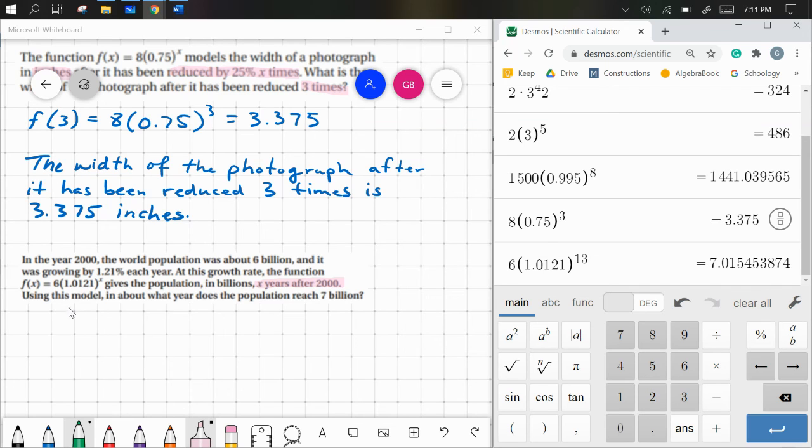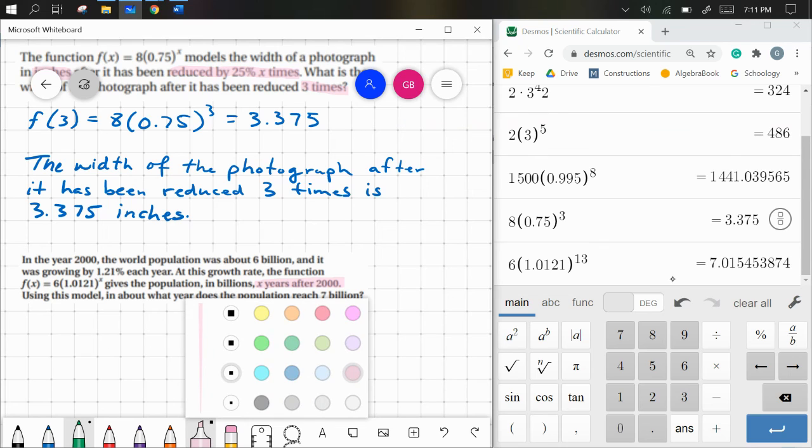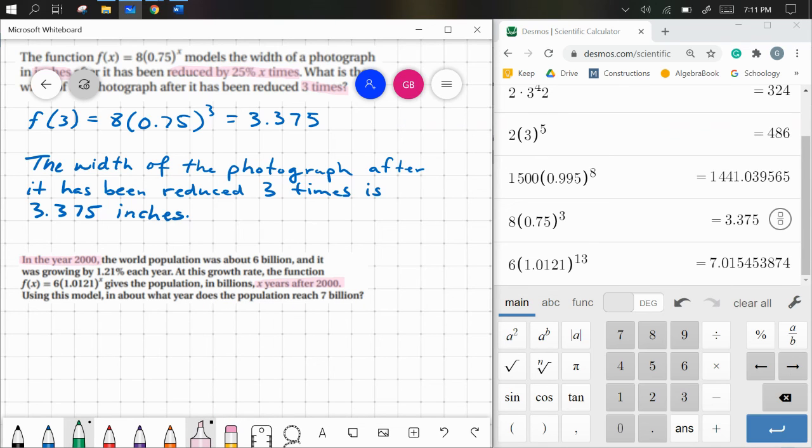So let's go back to the question. Using this model, in about what year does the population reach 7 billion? Well, it's going to reach it after 7 years. This problem started in the year 2000. So 7 years after the year 2000, I'm sorry, 13 years after the year 2000 is when the population will reach 7 billion. So just write that down.